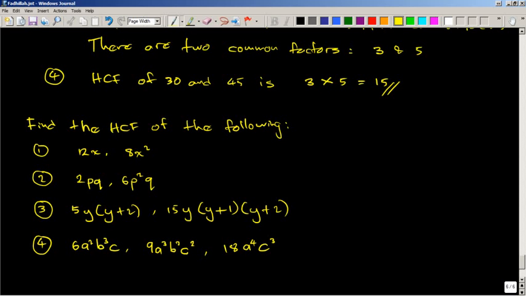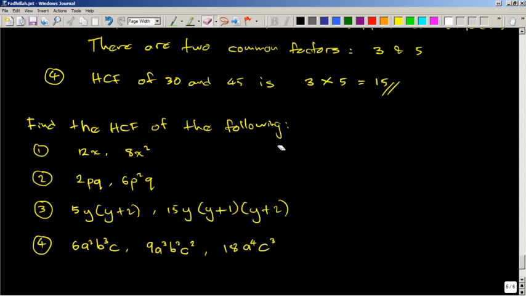Yang 8x square. 8x squared. Highest common factor is 8x squared. Betul ke? Tak tahu buat. Okay, let's work through together. That is not right lah.